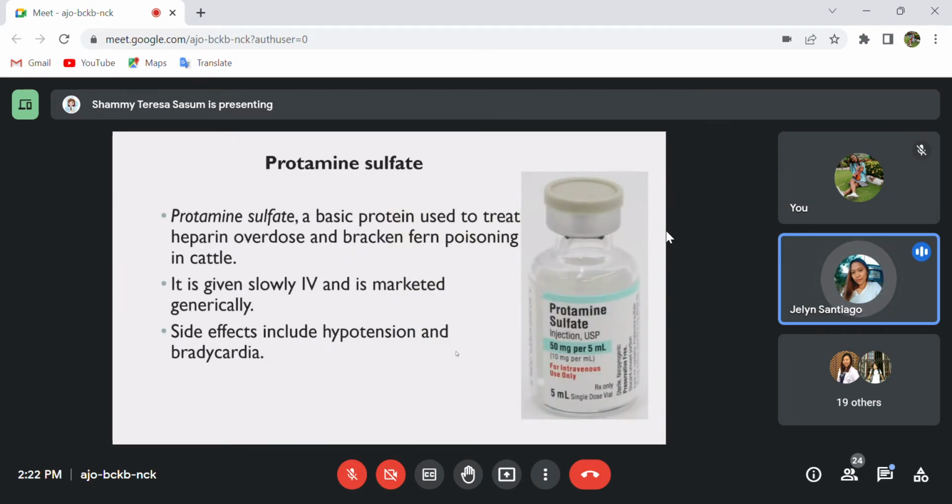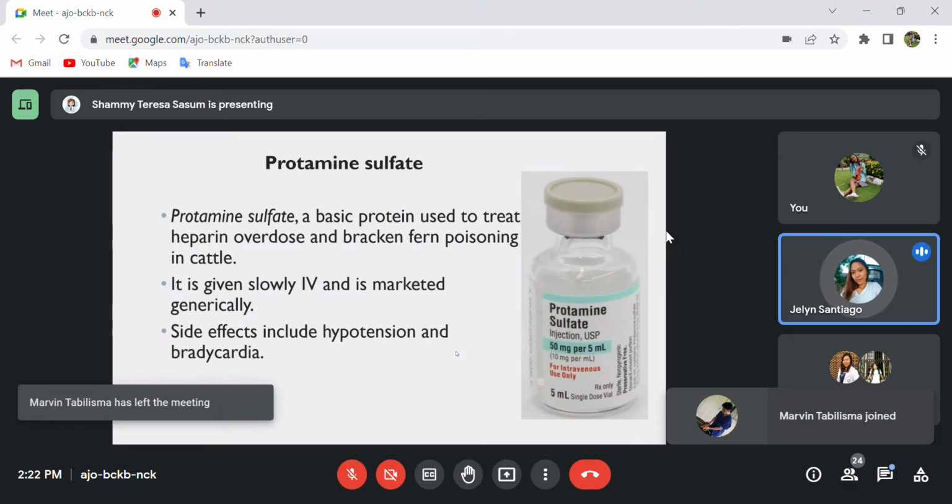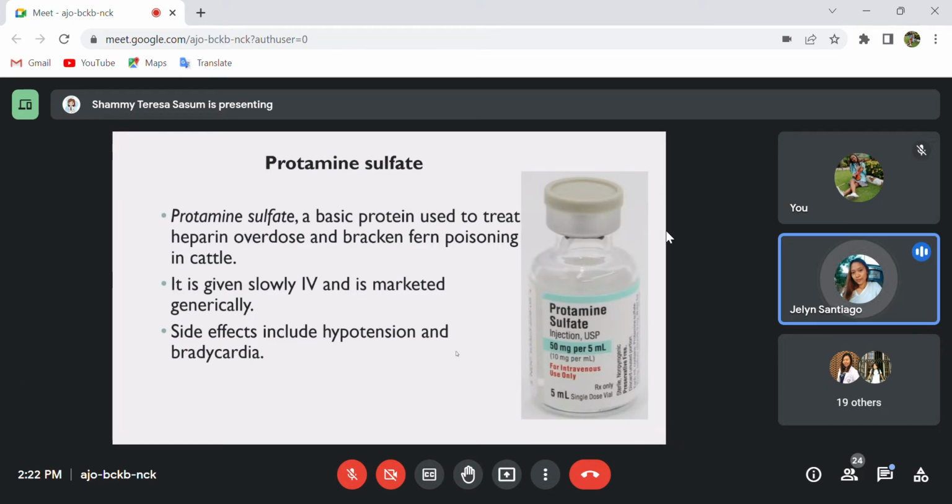And the second parenteral hemostatic drug is protamine sulfate. It is a basic protein used to treat heparin overdose and bracken fern poisoning in cattle. This drug, protamine sulfate, is given by injection into a vein, or intravenous, and it is marketed generically. Side effects include yung low blood pressure or hypotension and slow heart rate or bradycardia.